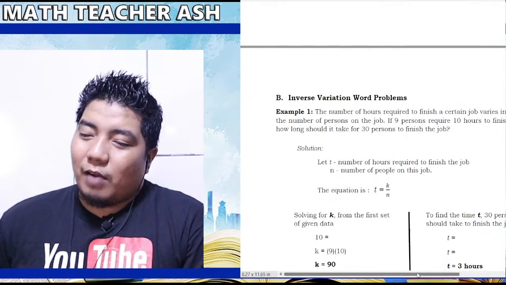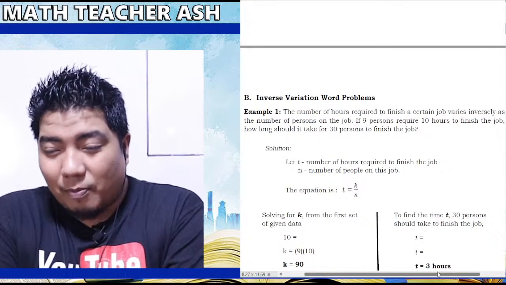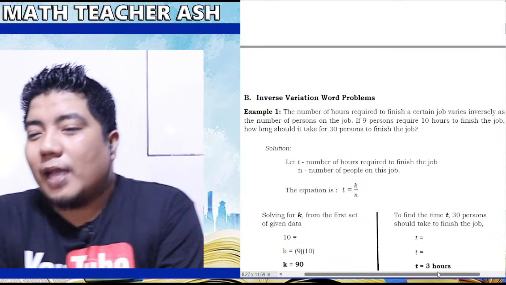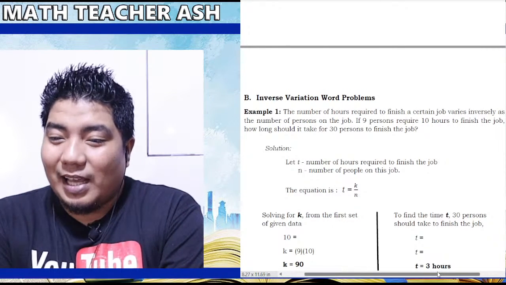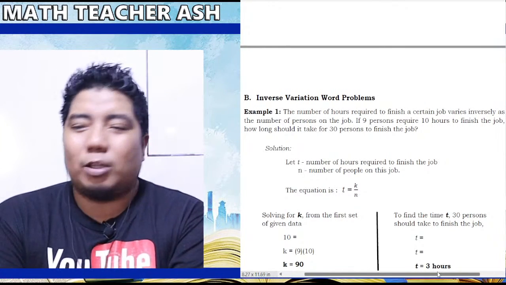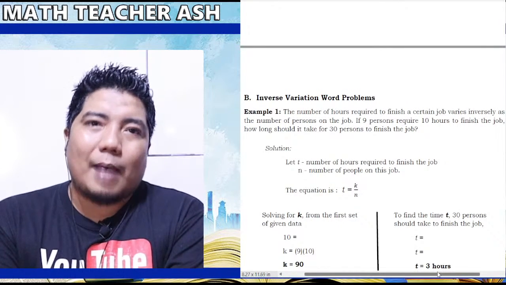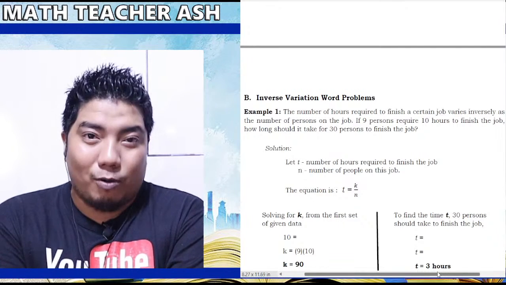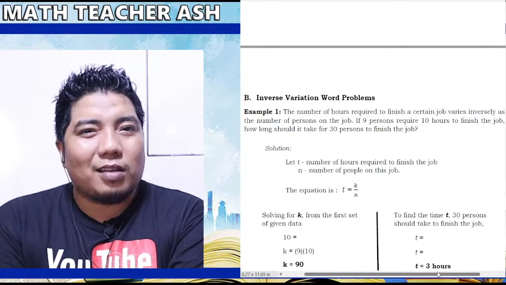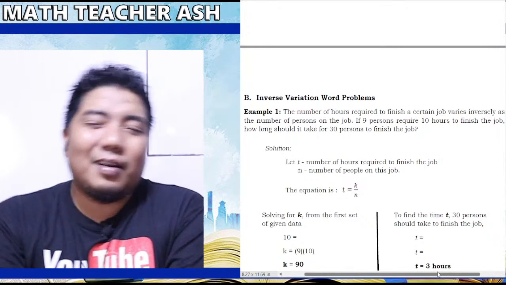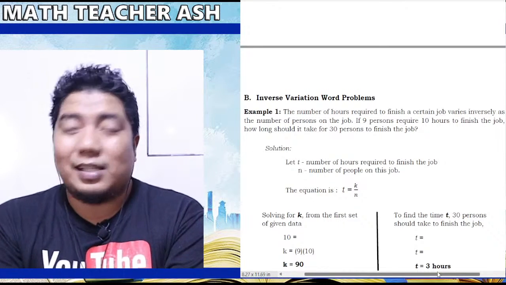Alright. Let's start with example number 1, which is an inverse variation word problem. The number of hours required to finish a certain job varies inversely as the number of persons on the job. Ibig sabihin nito, kapag may isang trabaho, mas madaling matatapos ang isang trabaho kapag mas maraming tao. Tama? Of course. Pero kung kunti lang yung mga tao na nagtatrabaho, mas nagiging matagal ang pagtapos sa trabaho na yon. So, technically, in this example, it is known as inverse.